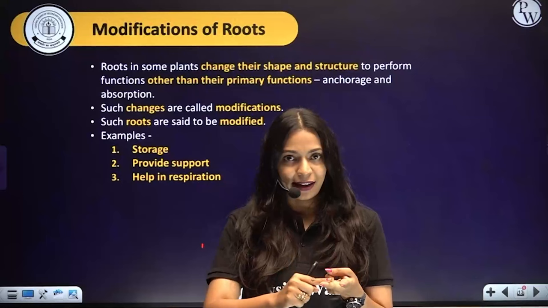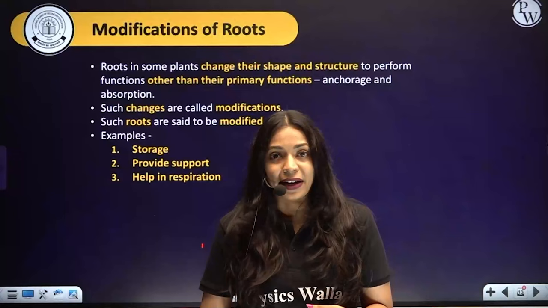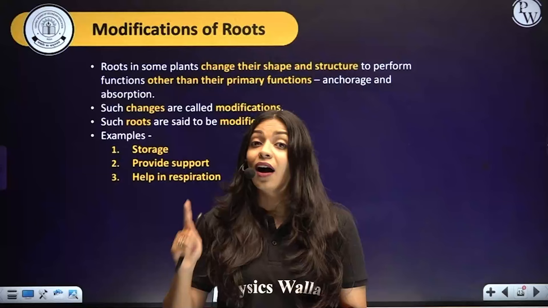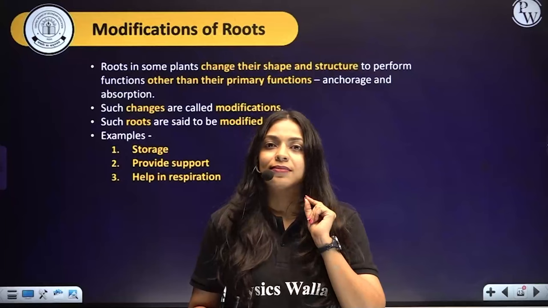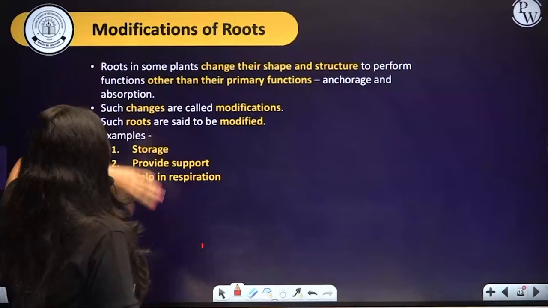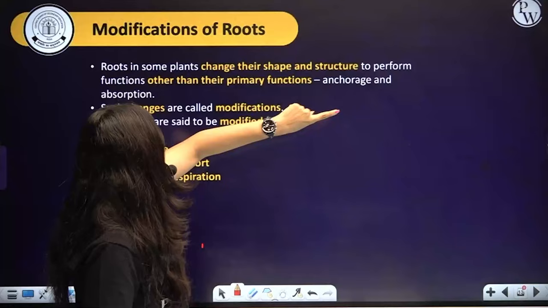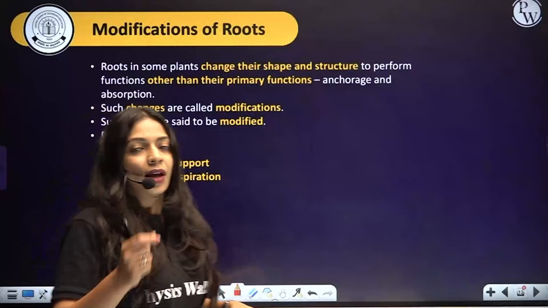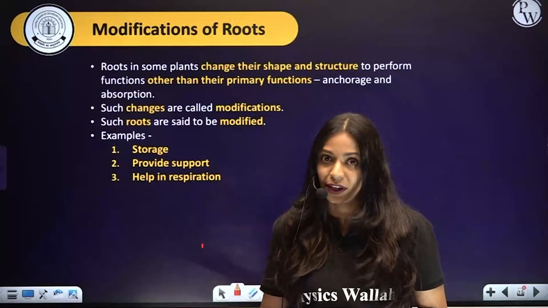Sometimes in some plants, due to some circumstances, you can find as adaptations that roots perform other functions other than absorption and anchorage, and such changes are referred to as modifications. So here it's very clearly written, roots in some plants change their shape and structure to perform functions other than their primary functions, which are anchorage and absorption. Now, such changes that we see in roots are said to be modifications. We call them modifications, and such roots are said to be modified.